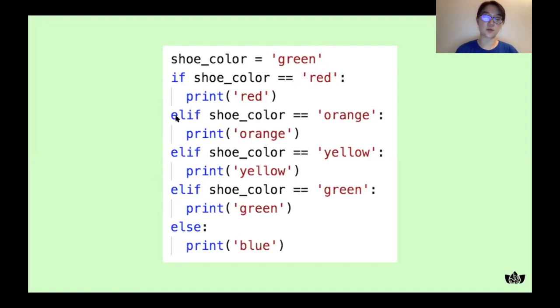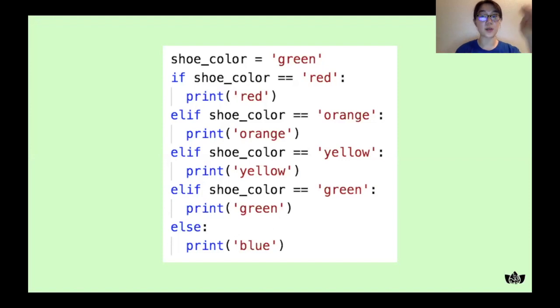And the elif case is going to check if it's orange, which is not true. So we're going to jump again, and we realize it's not yellow. And so we jump again. So now we're at else if. And we see that this expression evaluates to true. And so we're going to go into the body and print green. So that's how this kind of structure works.